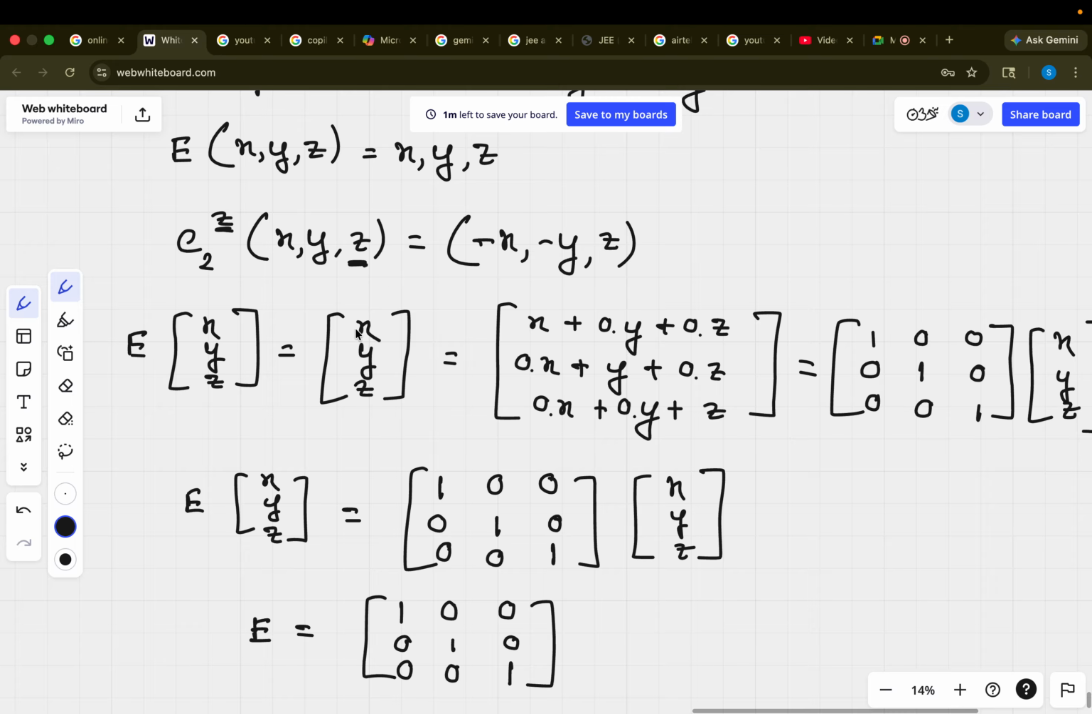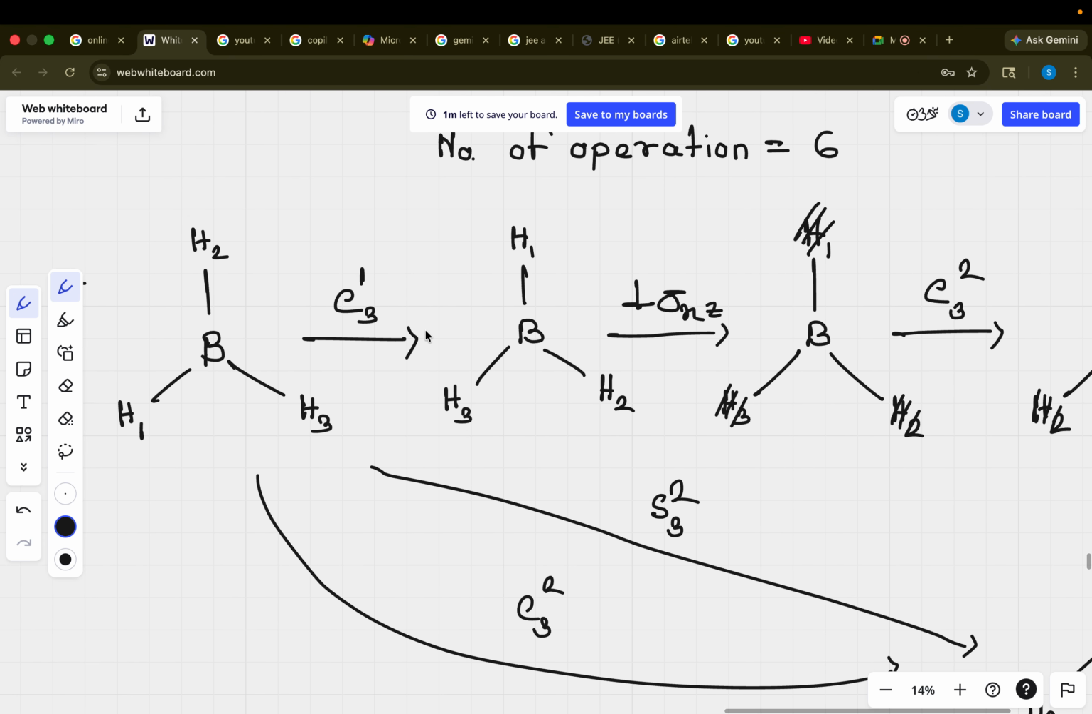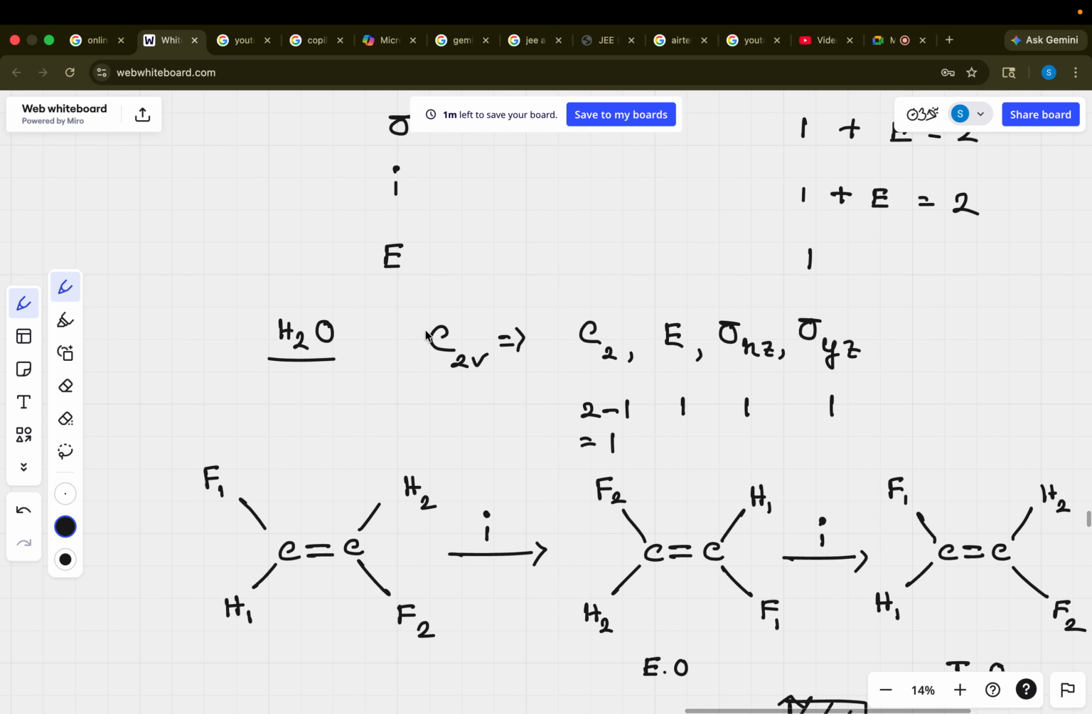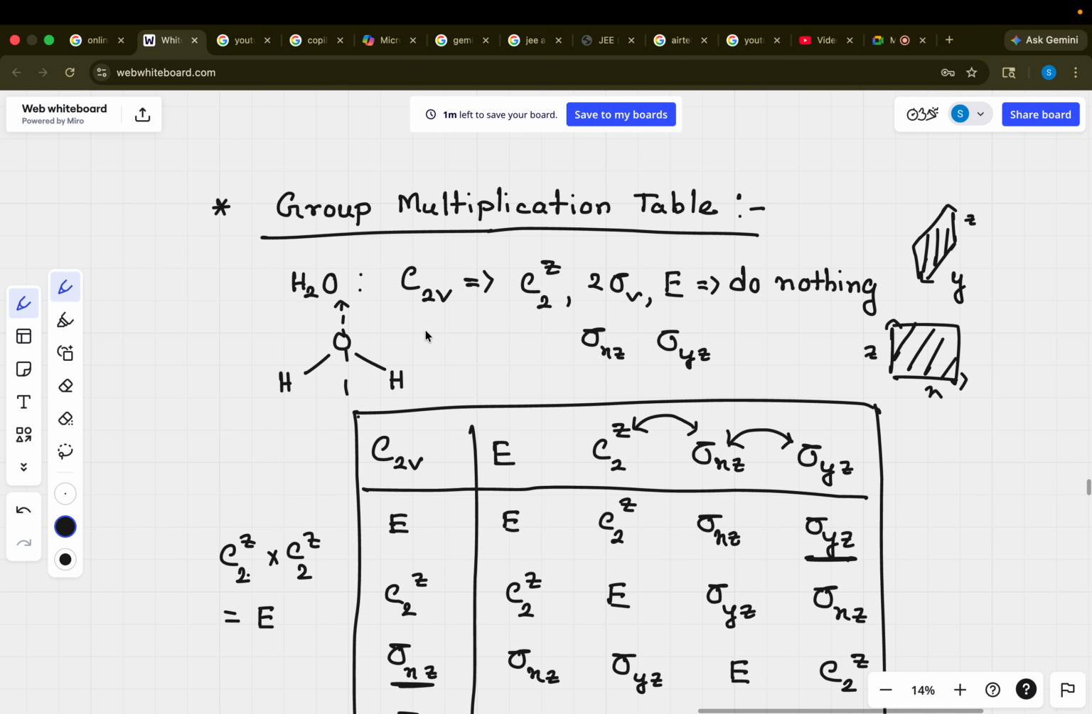So that's it for today. This character and trace, these things we will do in the next class, how to identify them and how to find out all the things. First of all, just revise up to what we have done. What are the things we have discussed today? First of all, we discussed how to find out the number of axes. Then the group multiplication table.